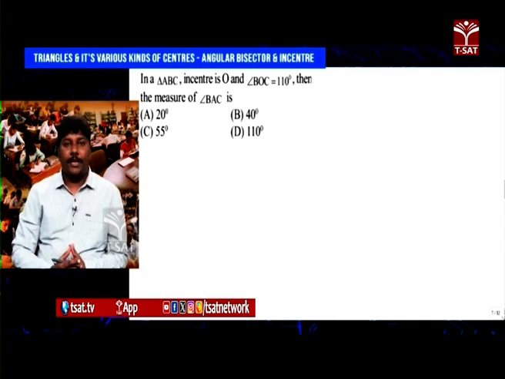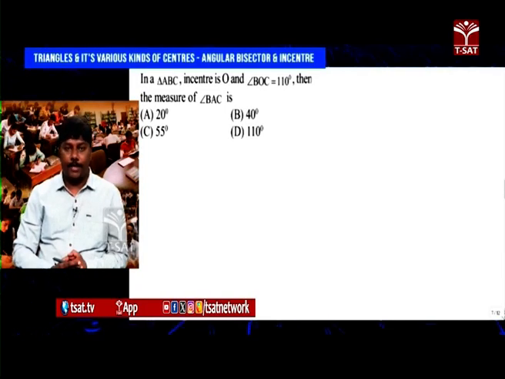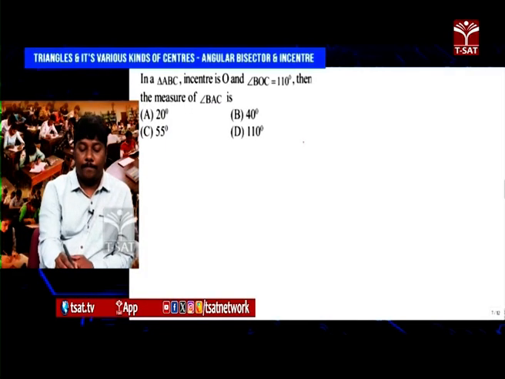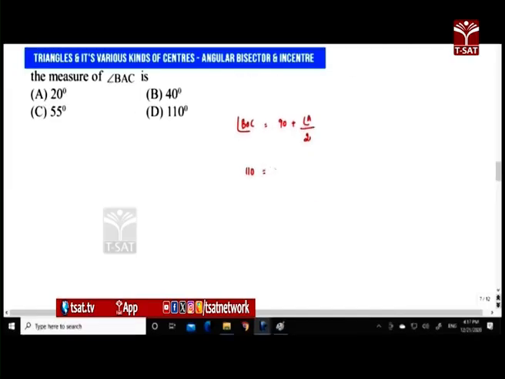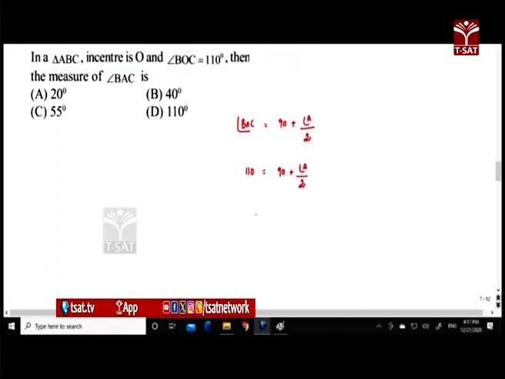Here in triangle ABC, the incenter is O. We know the incenter is the intersection of angular bisectors, and angle BOC is equal to 110. Then find the measure of angle BAC. We know for two internal angular bisectors, angle BOC is 90 plus angle A by 2. So 110 equals 90 plus angle A by 2. Angle A by 2 is 20, therefore angle A is equal to 40 degrees.